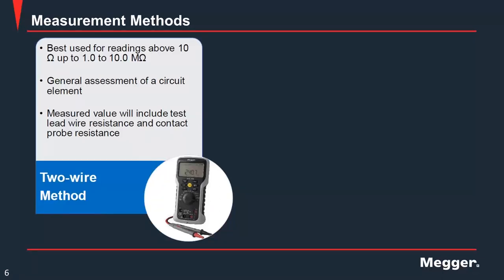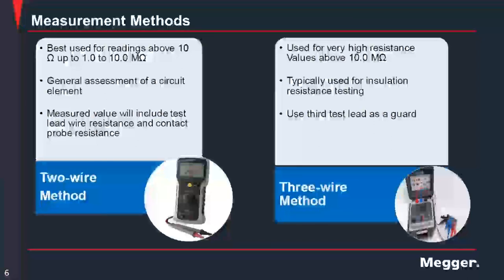So the next method, if you see it on the right screen, is the three-wire method. This typically is used for very high resistance values that will be measured in megohms. And this method is used for what we call insulation resistance testing. Mostly we use this for insulation resistance testing with the three-wire method. Although insulation testing can be performed with two wires, it's very important to understand to use the third lead, which we call a guard lead. So for different types of surface contamination, that contamination can be guarded and excluded from your resistance measurement.